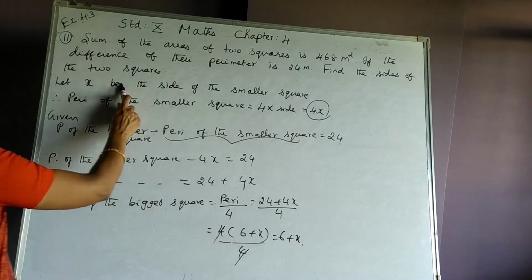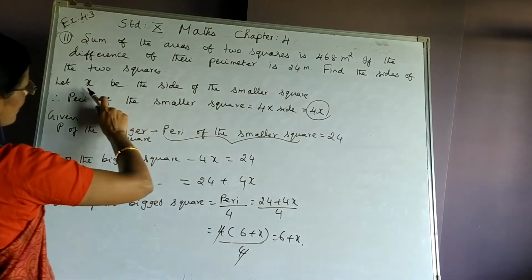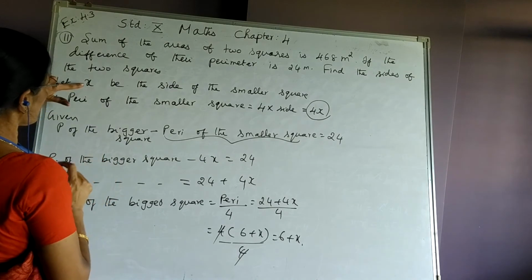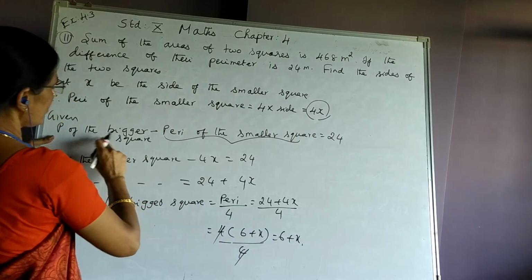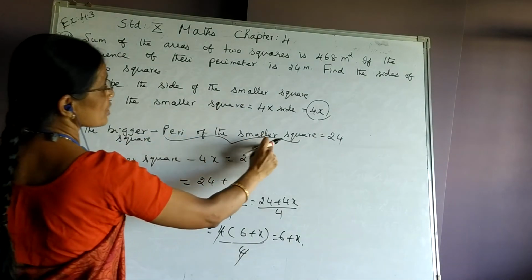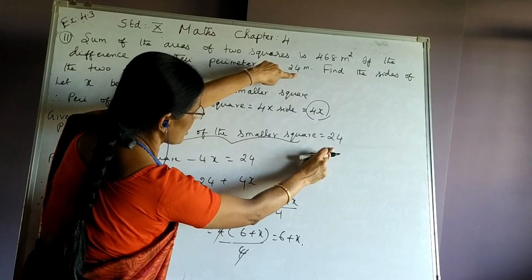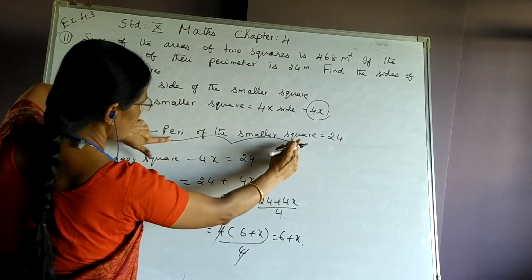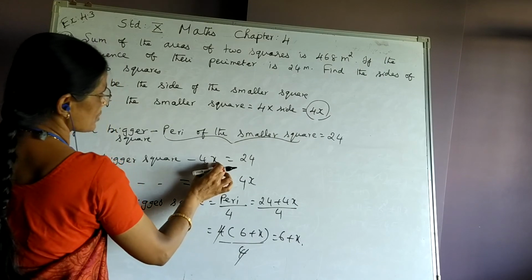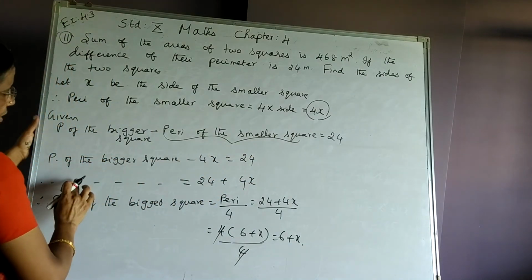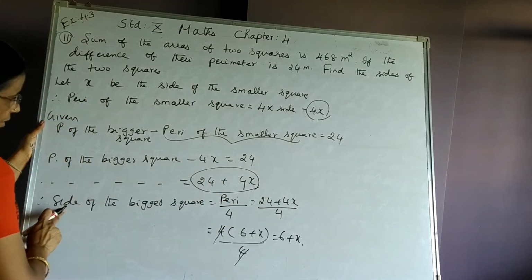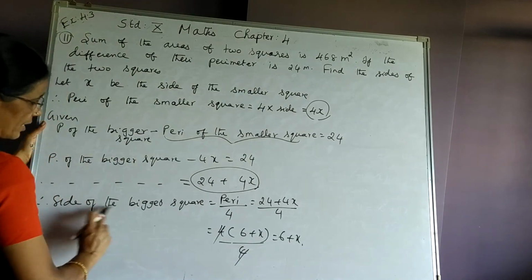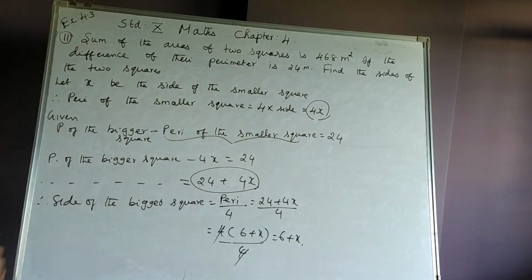Hope you understood. X is the side of the smaller square. To find the perimeter of any square, we multiply the side by 4, so we get 4x. The perimeter of the bigger square minus the perimeter of the smaller square is equal to 24, as given in the question. We substituted the perimeter of the smaller square, 4x. Therefore, the perimeter of the bigger square is this much. From the perimeter we have to get the side, so dividing by 4, we get the side of the bigger square. So we got the sides of the smaller square and the bigger square.